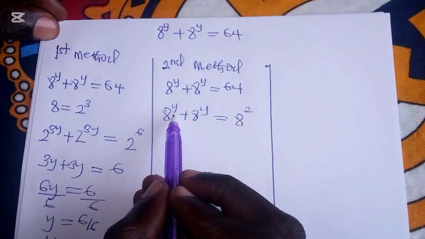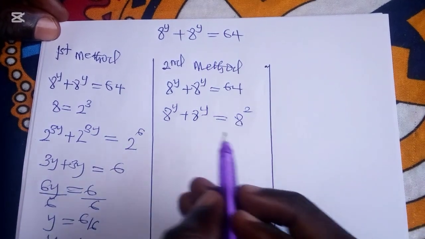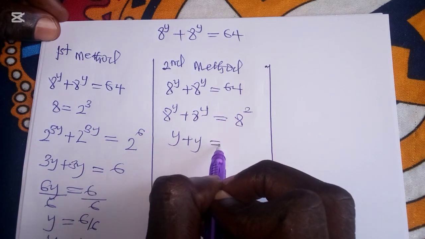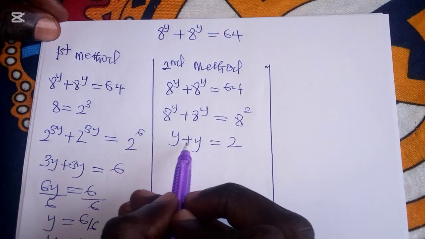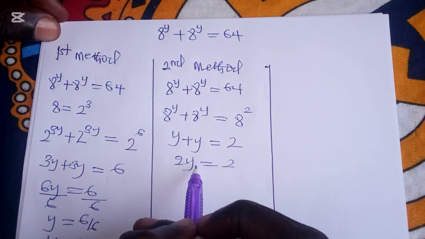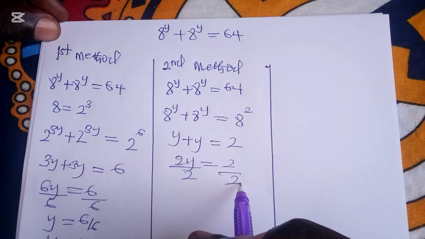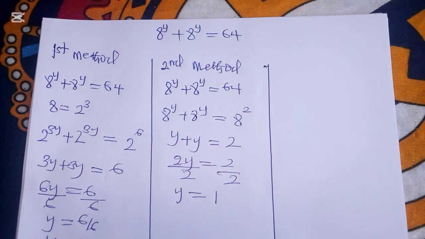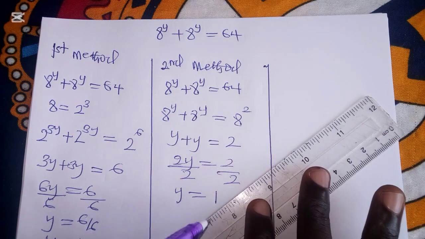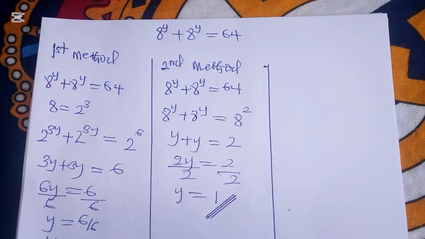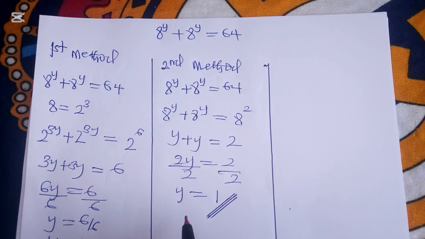Okay, the same thing implies like this. You decide to ignore, saying the bases are the same. You decide to nullify them, then you write that y plus y is equal to 2. Then adding y plus y, it is 2y, giving you 2. Then dividing both sides by 2, y becomes 2 divided by 2, giving you 1. So this is the value of y that most of you arrive at. This is the method that most of you are using. Let's verify it also. We say verify.